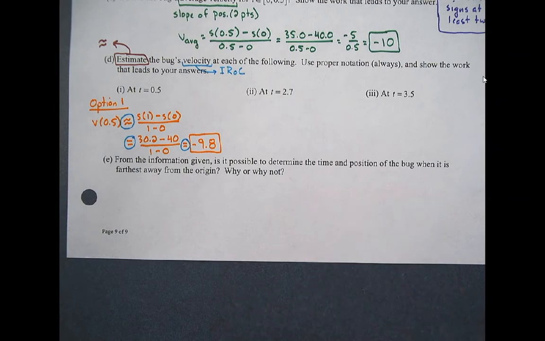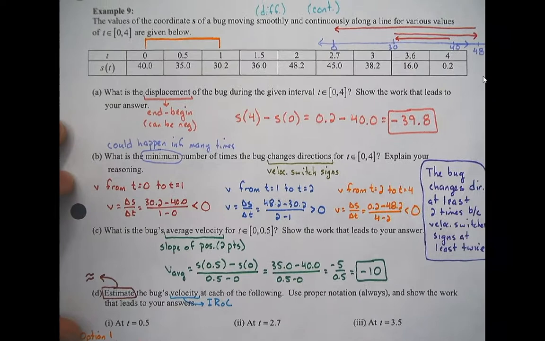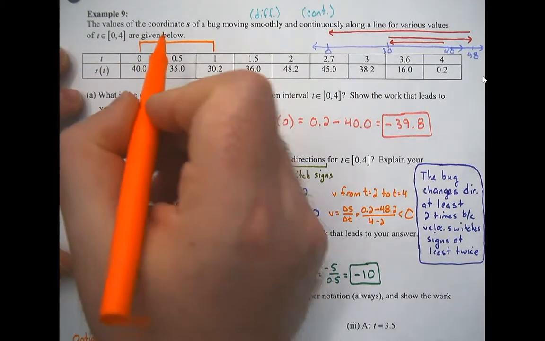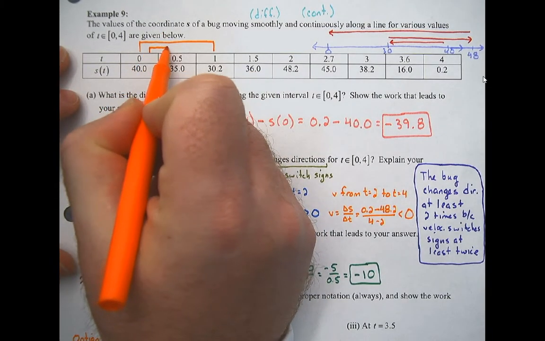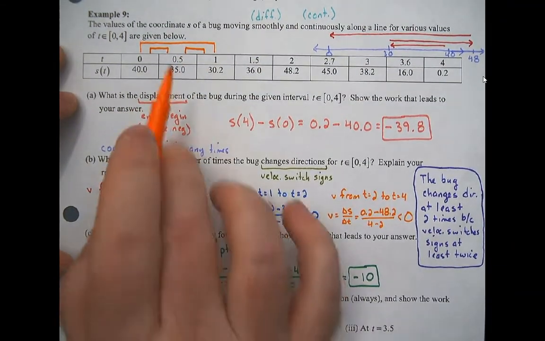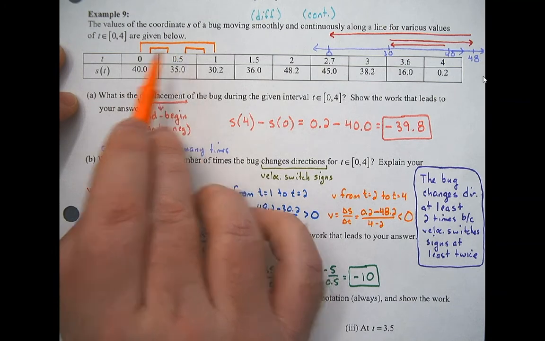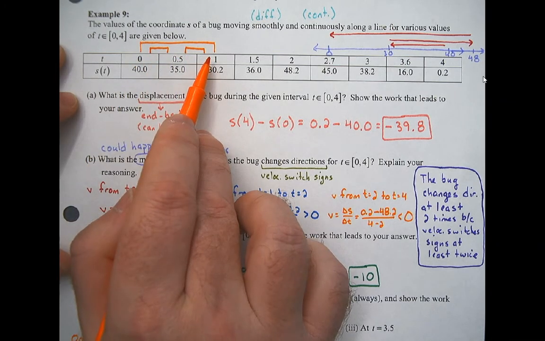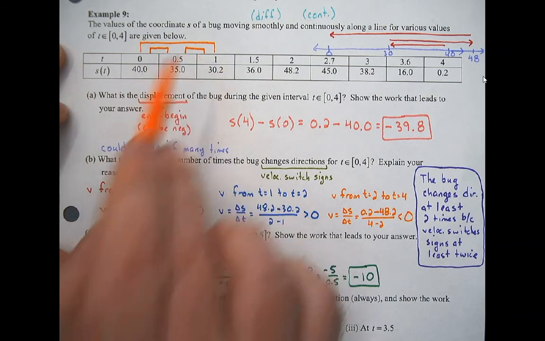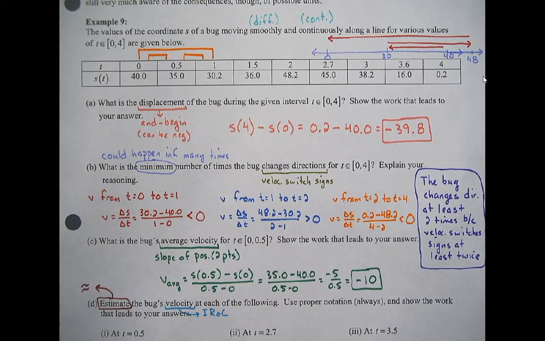All right, so the other two options for figuring out an estimate for an instantaneous velocity from a table: you can take this and this to do the slope, or you could take this and this. So for a velocity at 0.5, I can use the points around it, or I can use 0.5 with the point before it, or 0.5 with the point after it. It doesn't matter. Either one of those is fine. So let's go with option 2 for the other one.